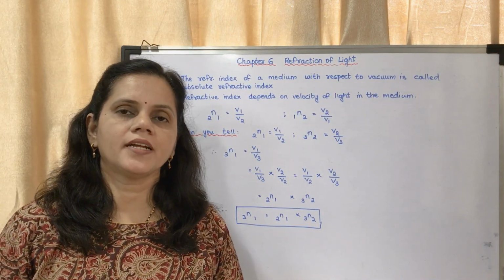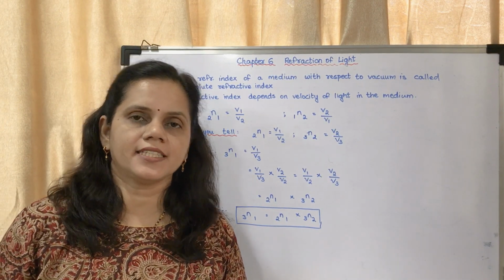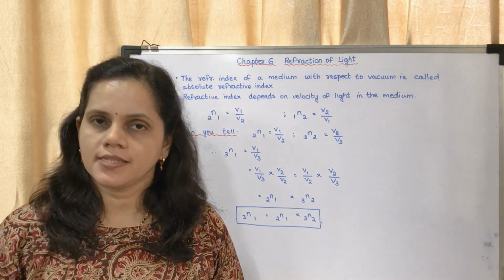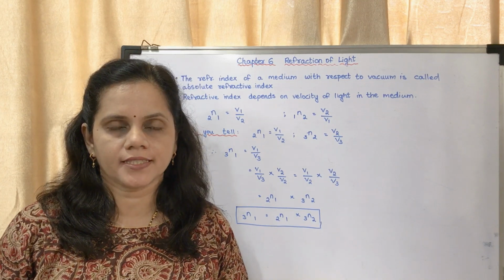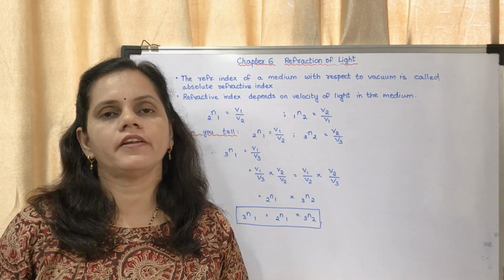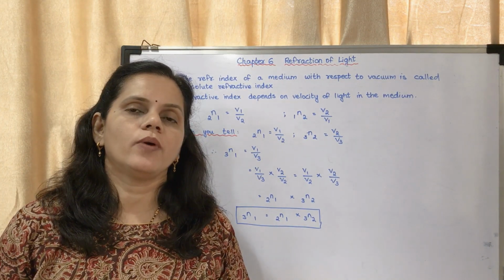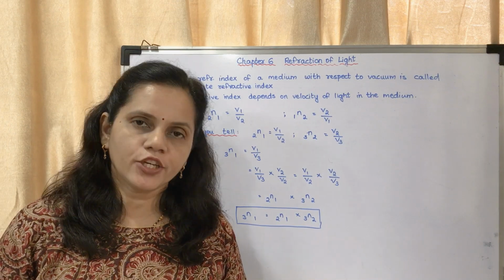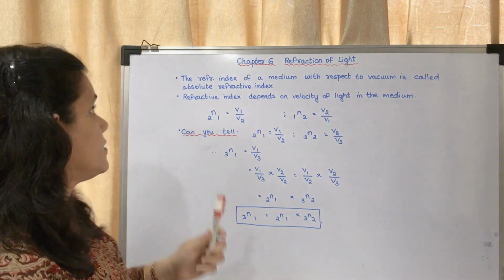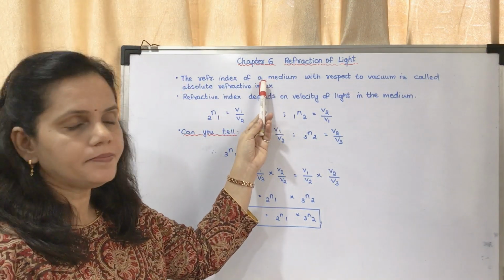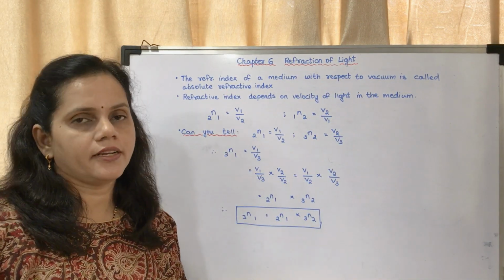Next is the topic refractive index. What is refractive index? It is the ratio of sin I to sin R. Now the next term is what do you mean by absolute refractive index? We studied that the light has to travel from one medium to another medium. Absolute refractive index means when the light passes from vacuum to any medium. The refractive index of a medium with respect to vacuum is called absolute refractive index.